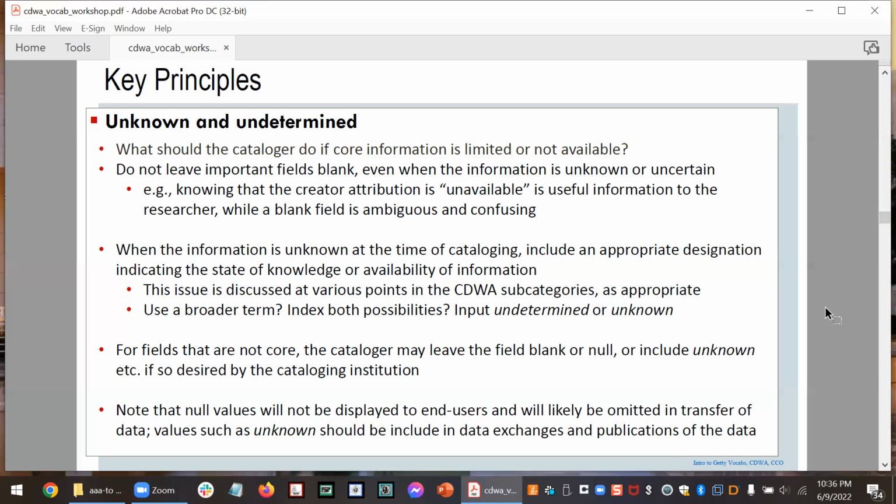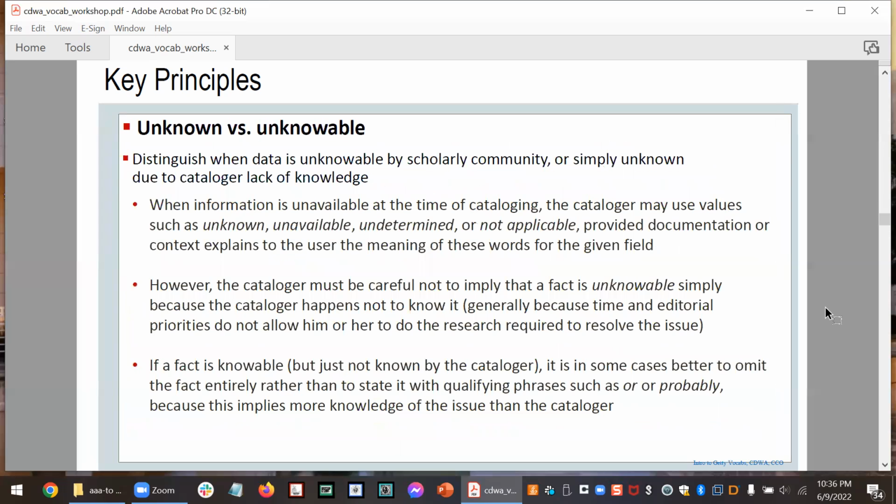But keep in mind that for the fields that are not core, you could leave the field blank or null. But remember that null values won't be displayed to the end users, and they'll probably be omitted when you transfer data. The resources also talk about what is unknown and unknowable, and this is actually a subtle but important distinction. Make sure the catalogers are not mistakenly representing a fact as if it's just unknown to the scholarly community when it's impossible to know it. It's unknowable. Sometimes information is just unavailable, but if you had more time to do the research, you could find it. There are subtle ways to indicate that, and this is advised in CDWA.